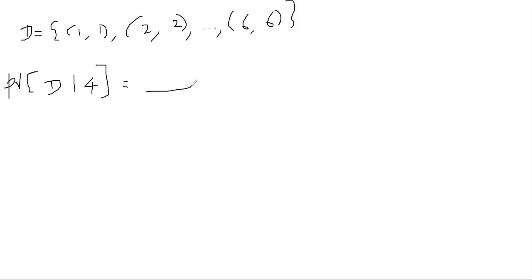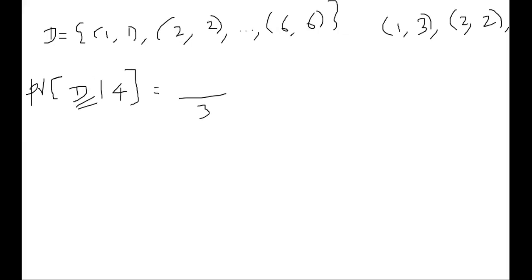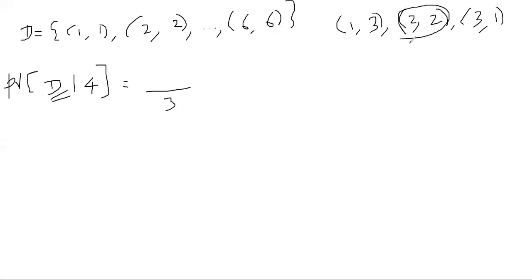Intuition tells us: how many ways can we get 4? We can get 4 by 1 3, 2 2, 3 1. There are only 3 ways we can get 4. So the denominator will be 3, and we are asking it is also a double. That means we have to pick only one, number 2 2, because that's the only one that is a double. So probability of d given 4 is 1 by 3.